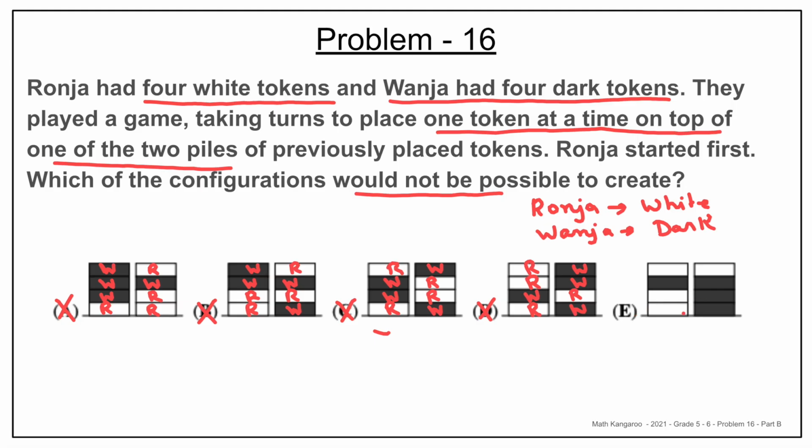Let's move on to option E. So we start with Ronza. Ronza put his first token here. Wanza put it here. Ronza again put it here. Wanza put it here. And that is not possible because it's Ronza's turn and both are black. So option E is our answer.